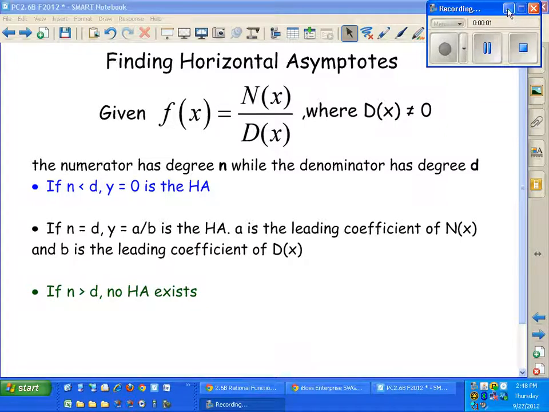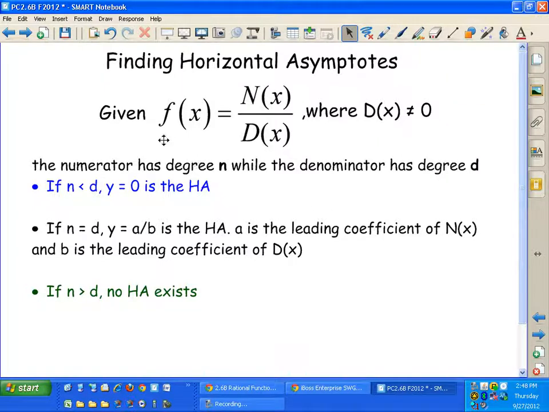Hello and welcome to section 2.6b, rational functions and horizontal asymptotes, or just asymptotes in general. We're going to talk about horizontal asymptotes today and holes in the graph.